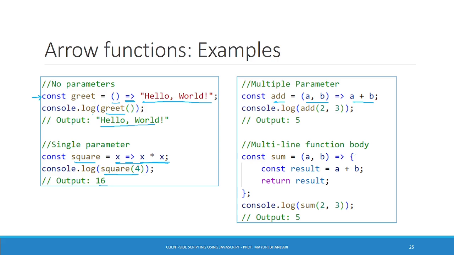Now this is a multi-line function body. If we have a multi-line function body, curly braces are required and a return statement will also be required. So here is a sum function with two parameters. Parentheses are given followed by an arrow. Then in curly braces we have given the function body where we calculated a plus b and then return that result. So with multiple statements, curly braces and a return statement are required. We can call the function using this variable name, pass the parameters, and this will output 5. Arrow functions are also important from an exam point of view.